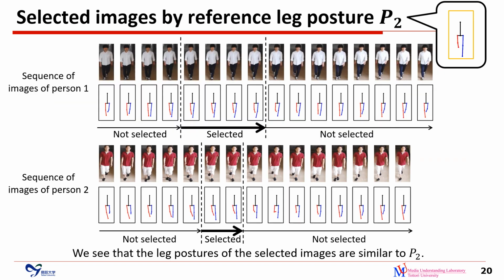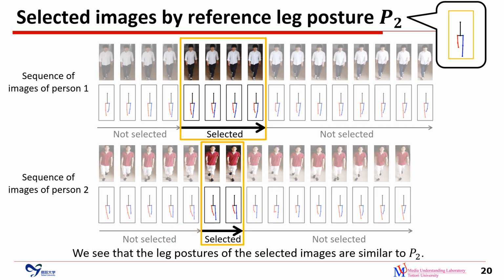This is an example of selected pedestrian images using reference posture P2 at camera client L4. We listed pairs of pedestrian images and their leg postures picked up from one gait cycle. In person 1, these images were selected. In person 2, these images were selected. We see that the leg postures of the selected pedestrian images are similar to the reference posture P2.